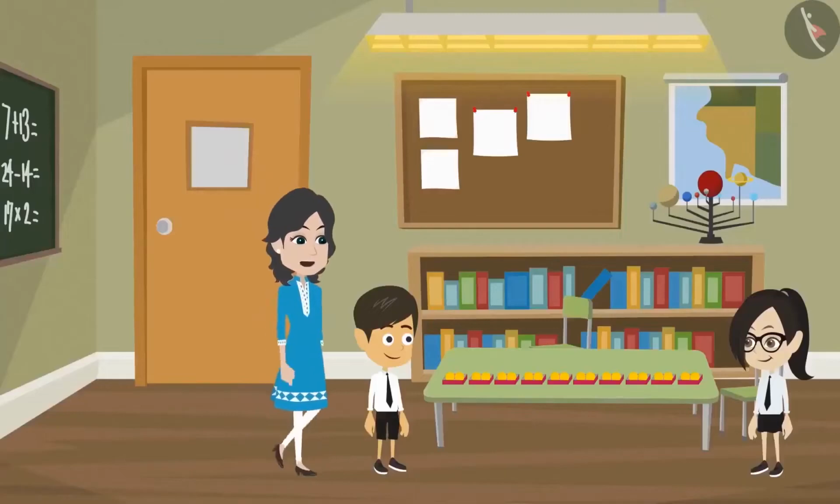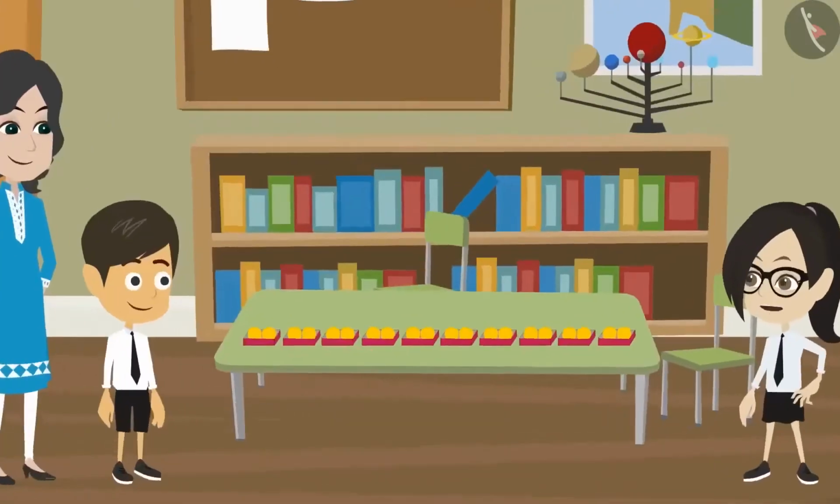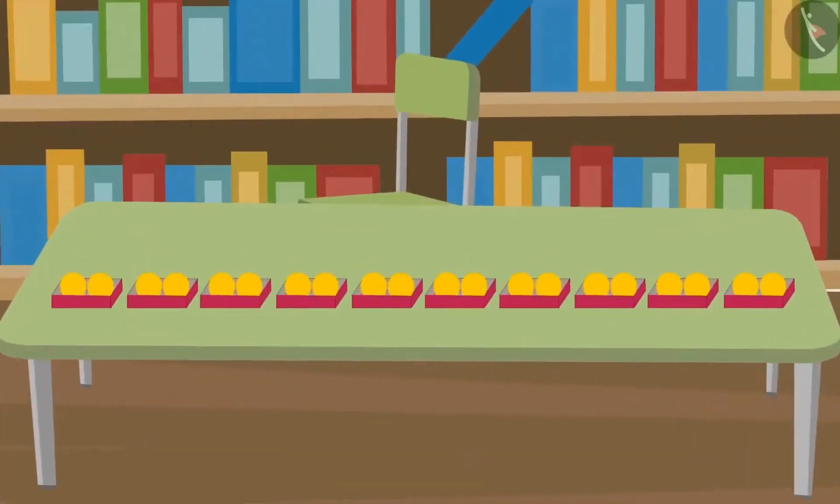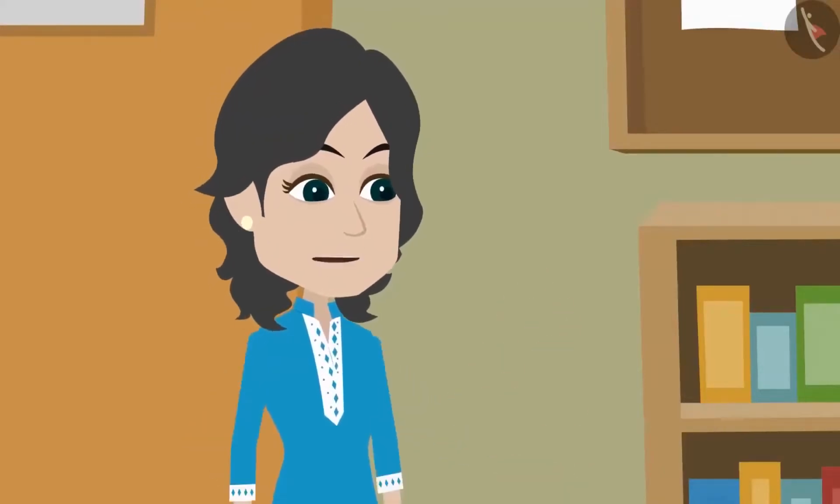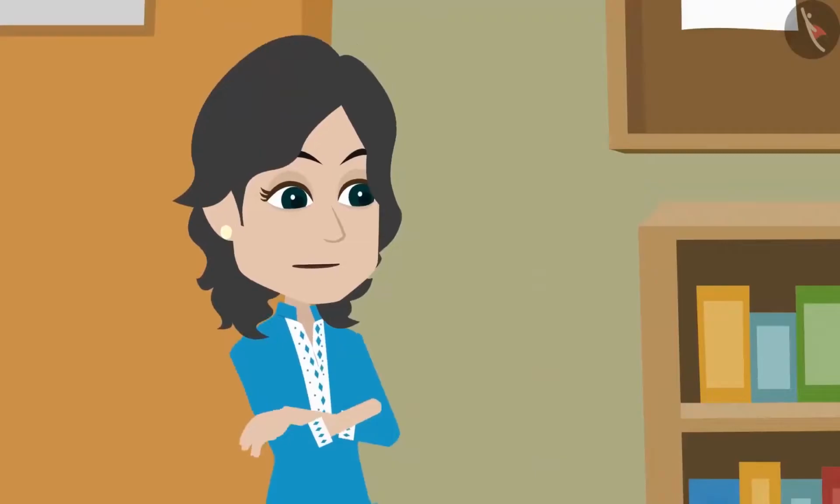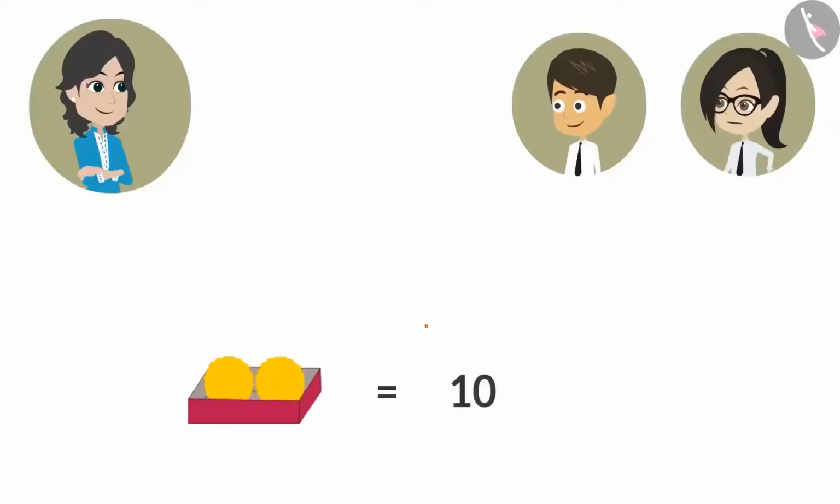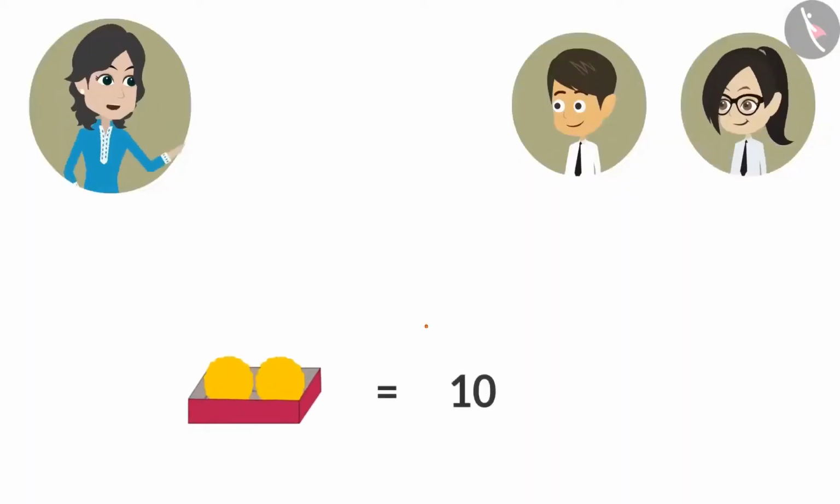Riyansh and Vandana, what are you counting? Madam, there are 2 laddus in each of these boxes. We are trying to find the total number of laddus in these boxes. That is very easy. Now Vandana, tell me how many boxes of laddus are there? We have a total of 10 boxes. That means you have a total of 20 laddus.